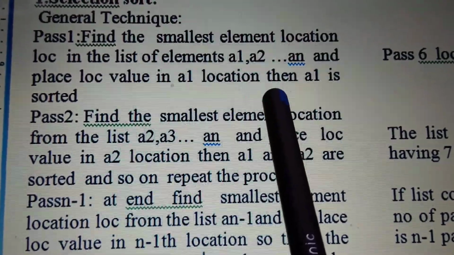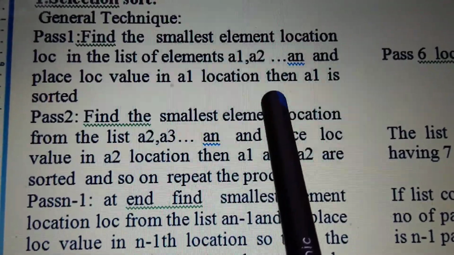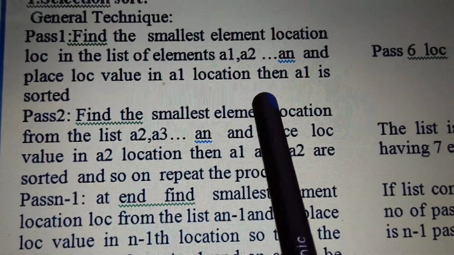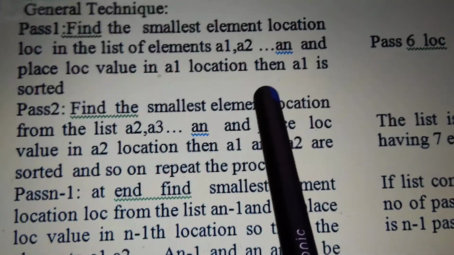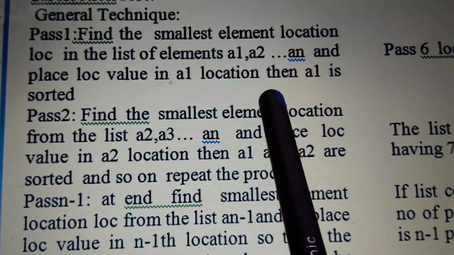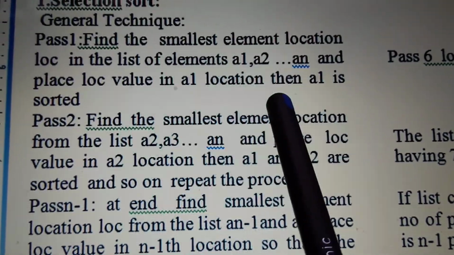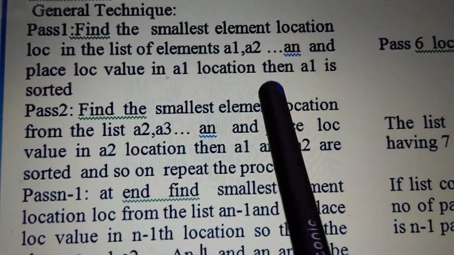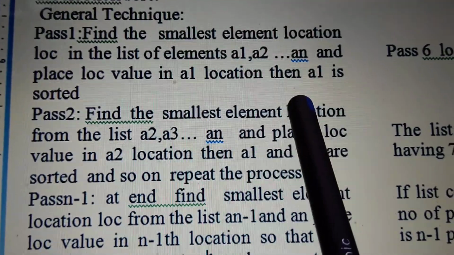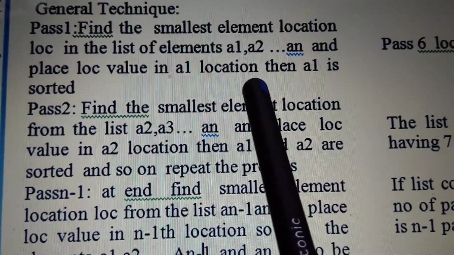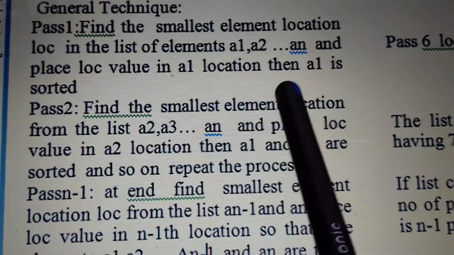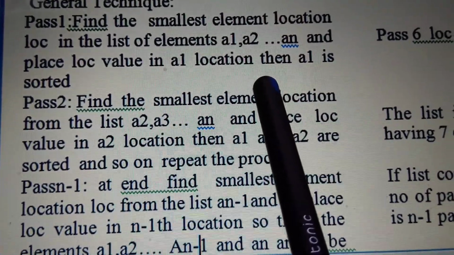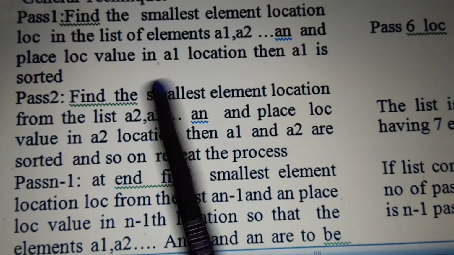In each pass of selection sort, we identify the smallest element in the list and place that smallest element in the appropriate location. In pass 1, first identify the smallest element among the n elements in the given list. That smallest element has to be placed in the first location, so that the first element is placed in the sorted place. That means a1 is sorted.